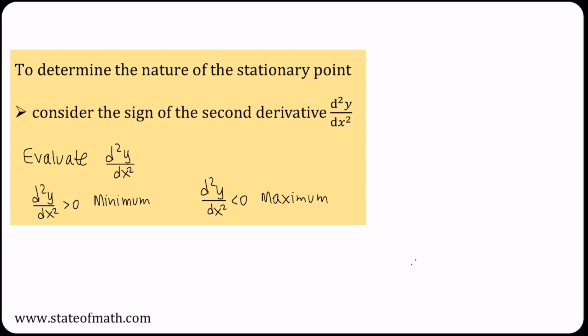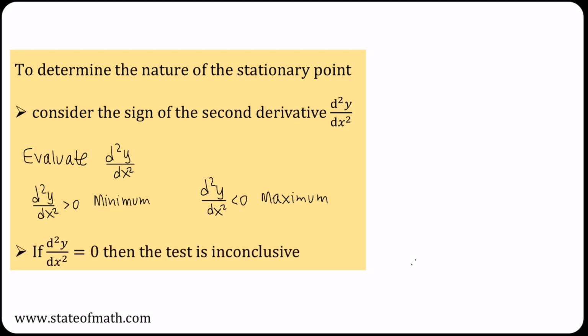If it turns out to give us a positive value when evaluated at the stationary point, then we conclude that it's a minimum. If it turns out to give us a negative result, then it's a maximum. However, we need to bear in mind that this approach might be inconclusive when the second derivative turns out to be 0. So let's look at an example.